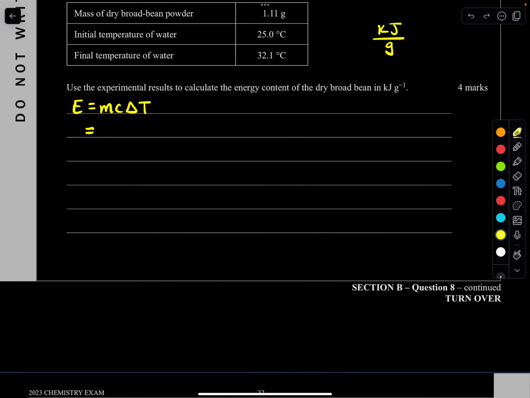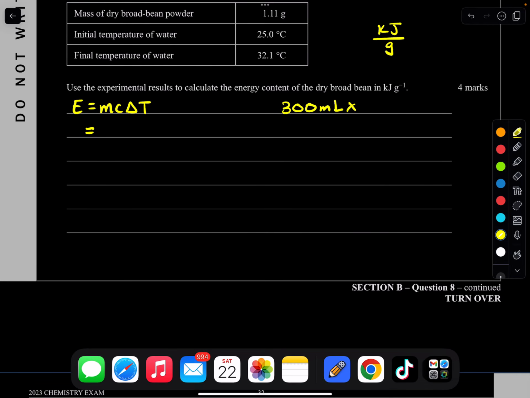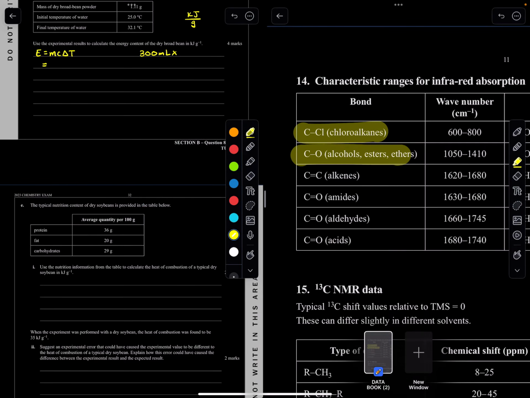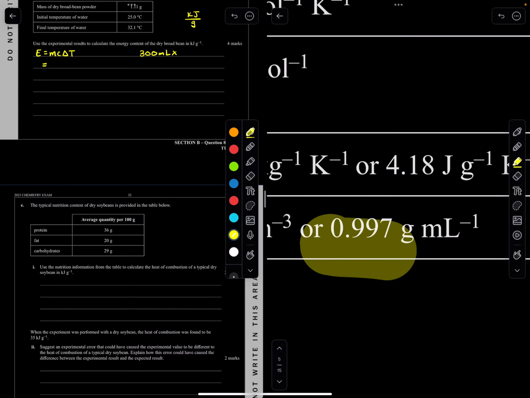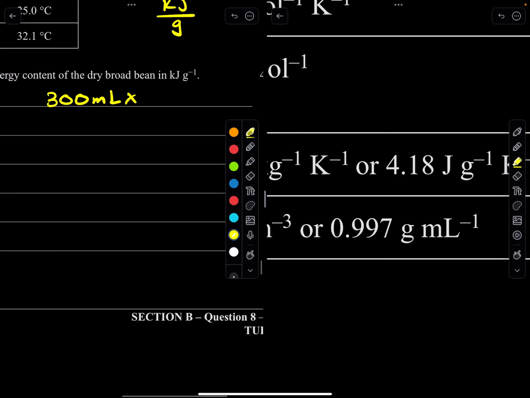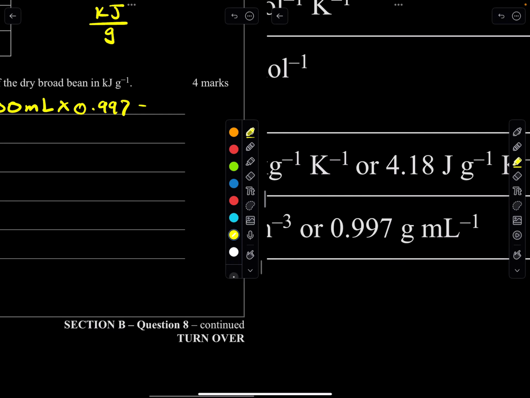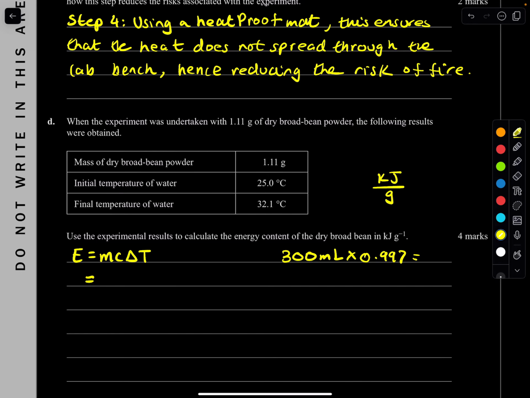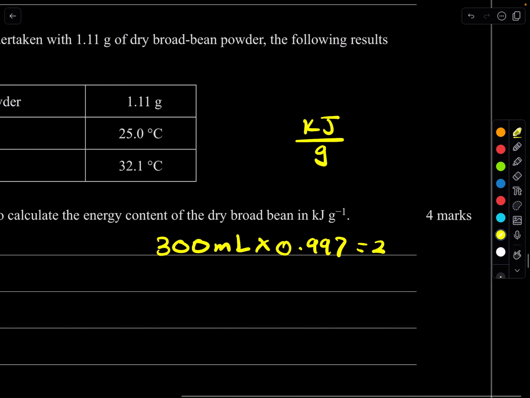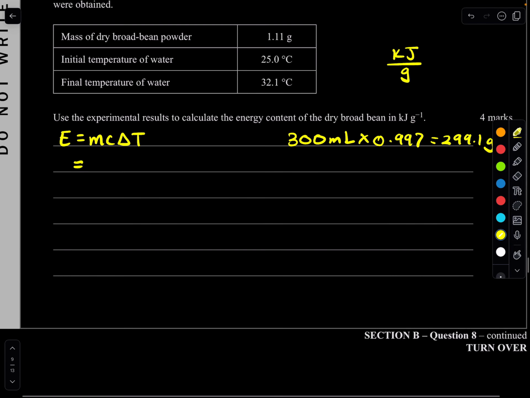To make sure it's in grams, we have to convert the milliliters to mass. Now, to make 300 milliliters into grams, we basically have to multiply it by this constant. Where is it? This one here, 0.997, which will bring it back. So this will give me 300 times 0.997, which is 299.1 grams. And so now, let's write that down.